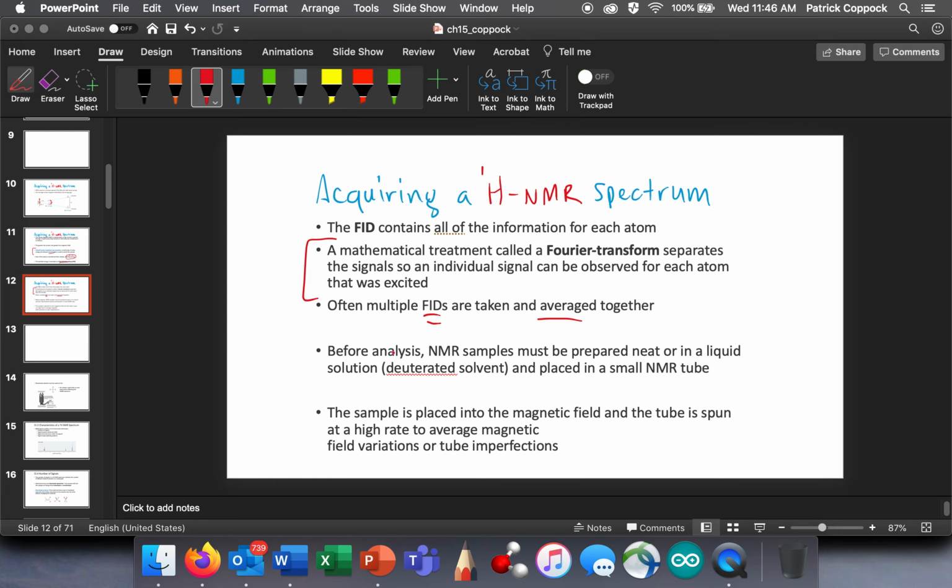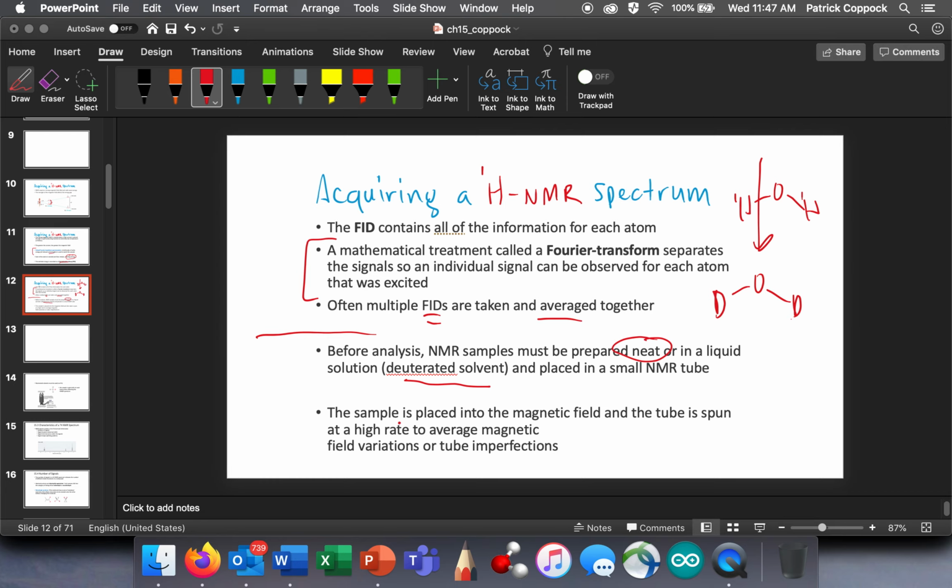That's sort of how we acquire it. Let's talk about the analysis here. Before we analyze it, the samples need to be in liquids that are neat, in other words, they don't have any water in them, or a deuterated solvent, which means that it doesn't have any free hydrogens in it. Okay, deuterated means like your water might be D2O, right, instead of H2O, right? Why would H2O be a problem? Because it's got a bunch of protons in it, right? And we want to make sure we're not confusing the spin flips of the solvent with the spin flips of the sample that we're trying to analyze.